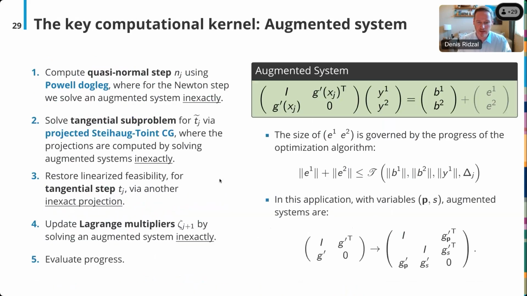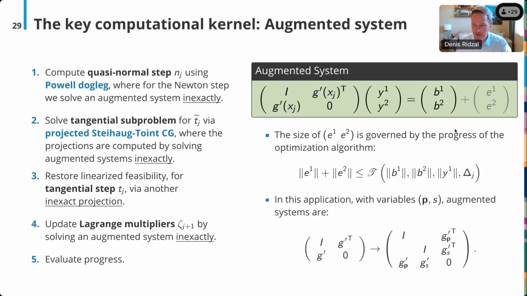Now, the key computational kernel in this method is the solution of a so-called augmented system, which looks like this. So we have an identity here in the 1-1 block, and then we have the Jacobian of the equality constraint in the 2-1 block, and it's transposed in the 1-2 block. And so that is the only system that we need to solve in these types of methods. And it goes basically in all the different steps of the method.